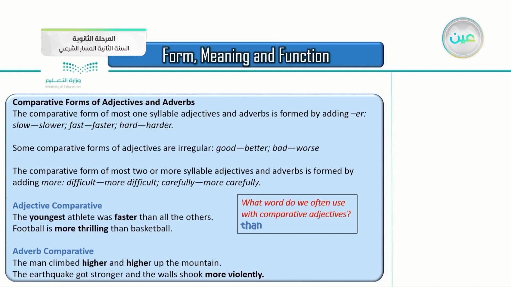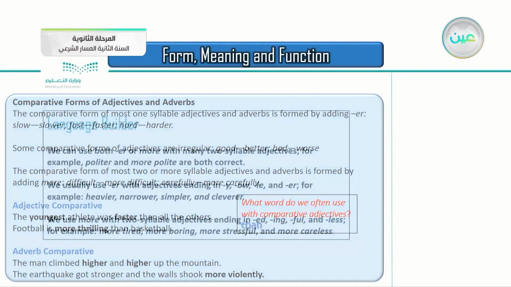Football is more thrilling, because there's more than one syllable here. Football is more thrilling than basketball. The adverb comparative here: the man climbed higher and higher up the mountain. So we put two words here. The earthquake got stronger and the walls shook more violently.